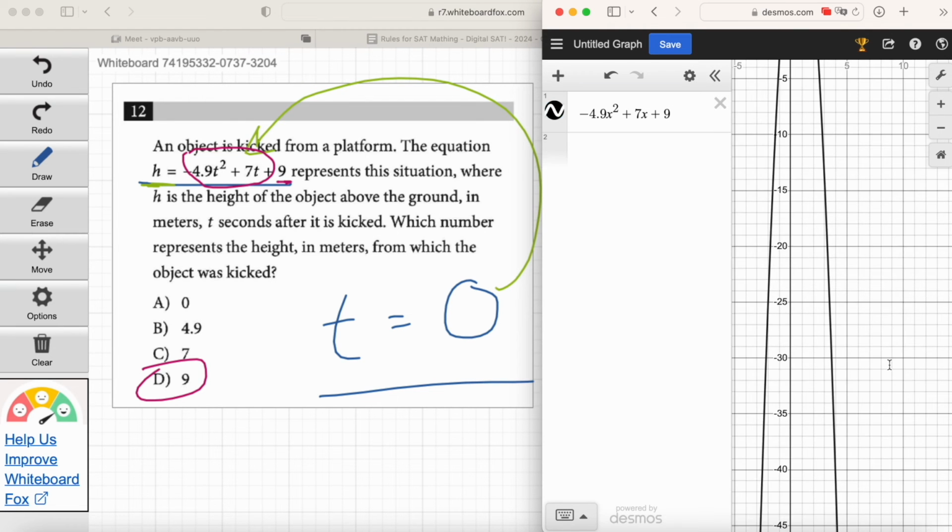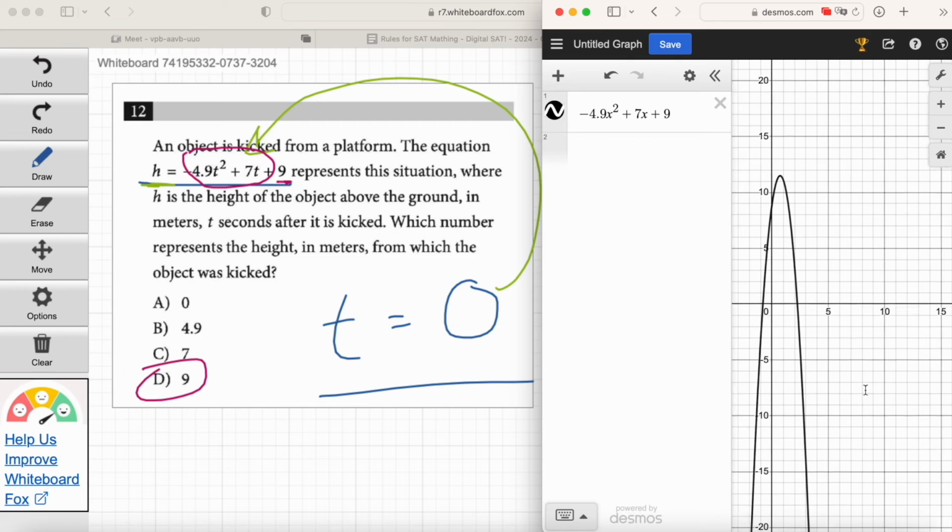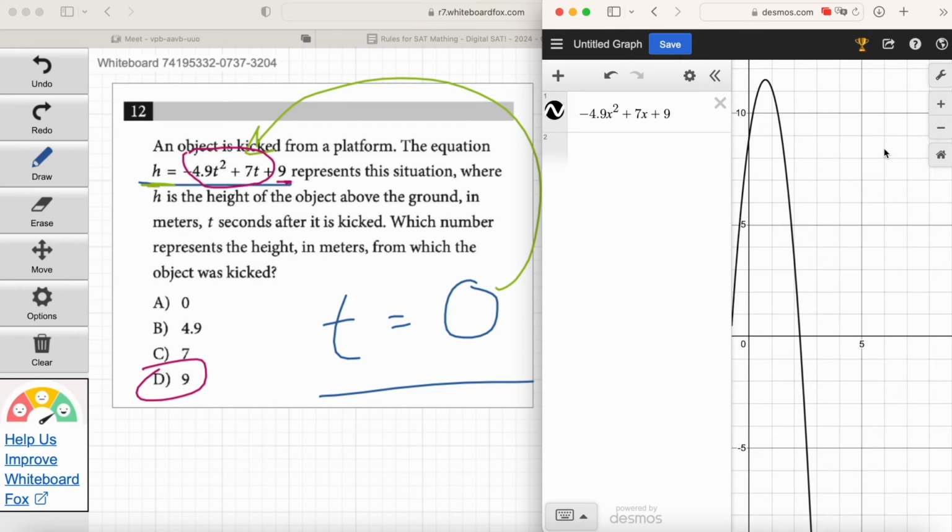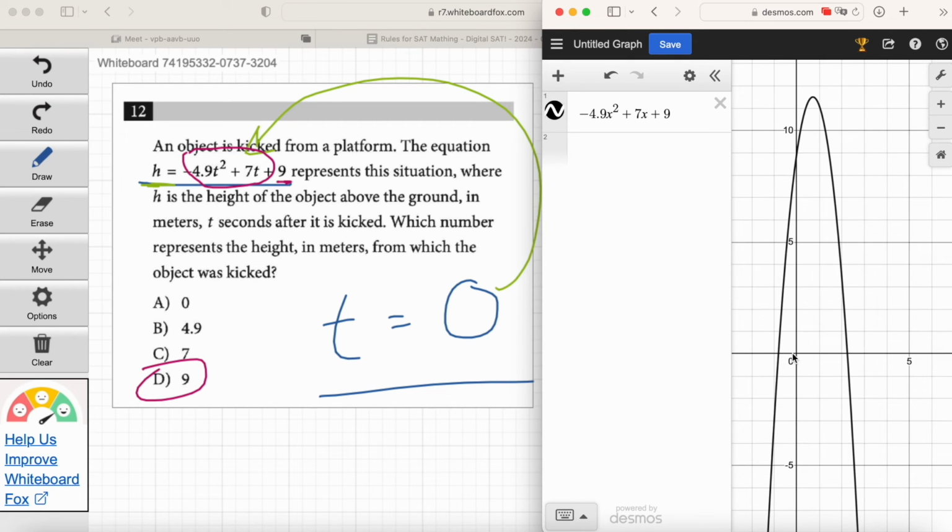Zoom in, and then we get a parabola describing the situation. Here's where the t value, or the x value, is 0. It's right here. So here's where the ball is kicked. That's where it starts. It's kicked up in the air and then falls down here. Do you see that? There's a trajectory of a ball being kicked, starting here, going up and then going down. Does that make some sense, Ruby?